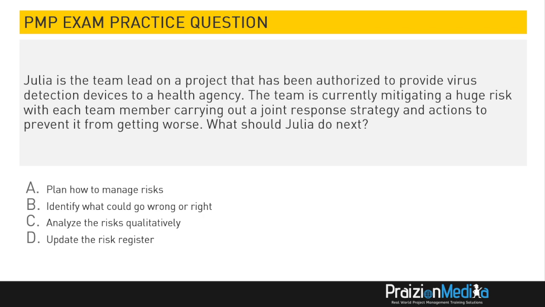So the bottom line is Julia should do something she hasn't already done. She's already planned, so A is out of the question. She's already identified risks. That's out of the question. Then we have analyze the risk qualitatively, which is perform qualitative risk analysis. It's not that either. So the only option that makes sense is update the risk register. And that's what we do all throughout the processes. Once we have identified the risks and we've got the risk register, this is what we do.